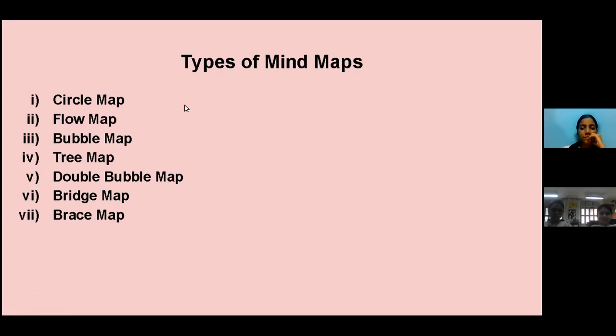So let us come. These are the different types of mind map. Now this is circle mind map, but since I've written already mind map, that's why I've not used the term mind over here. I've just written circle map. It's actually circle mind map, flow mind map, bubble mind map, tree mind map, like that it goes. Not only this many, there are many mind maps available. Even you have a dialogue mind map.